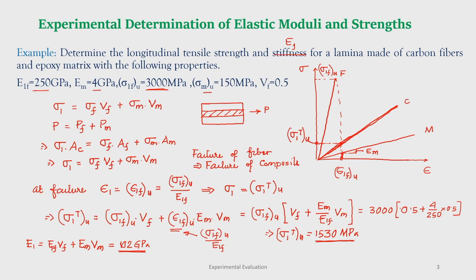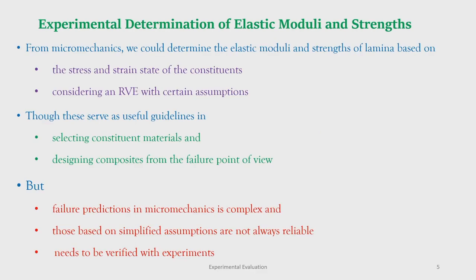So, we understood how to find the lamina properties, maybe the lamina elastic moduli or the lamina ultimate strength, using micromechanics models. Whatever we have learned in micromechanics, we could see that we can determine the elastic moduli and strengths of a lamina based on a certain stress-strain state of the constituents, and by considering a representative volume element with certain assumptions.